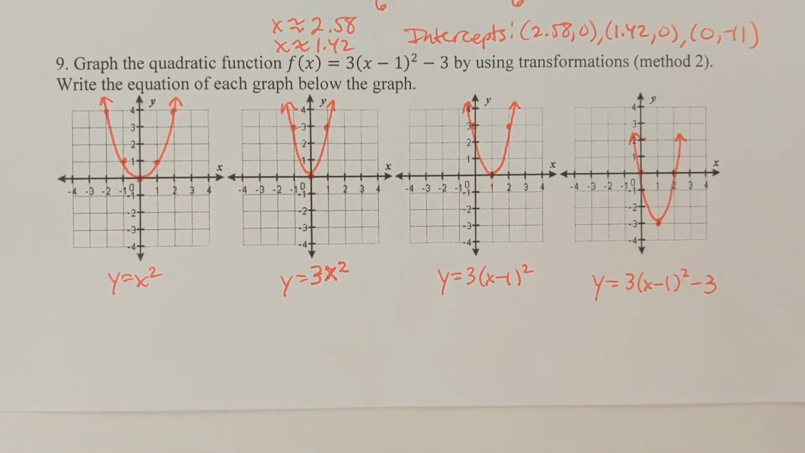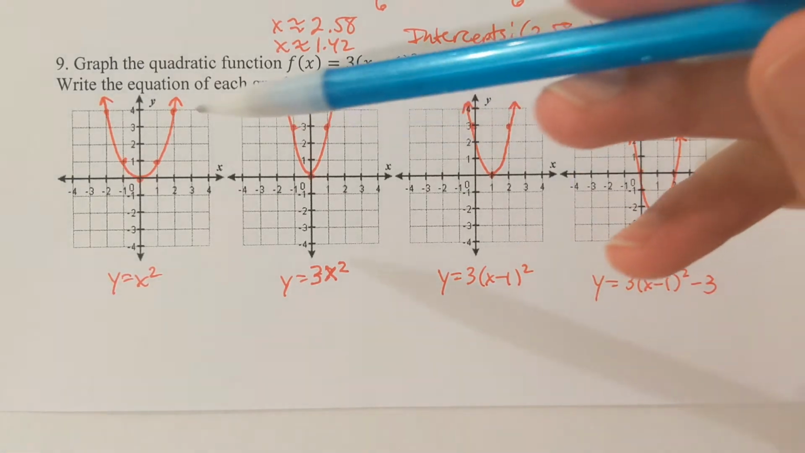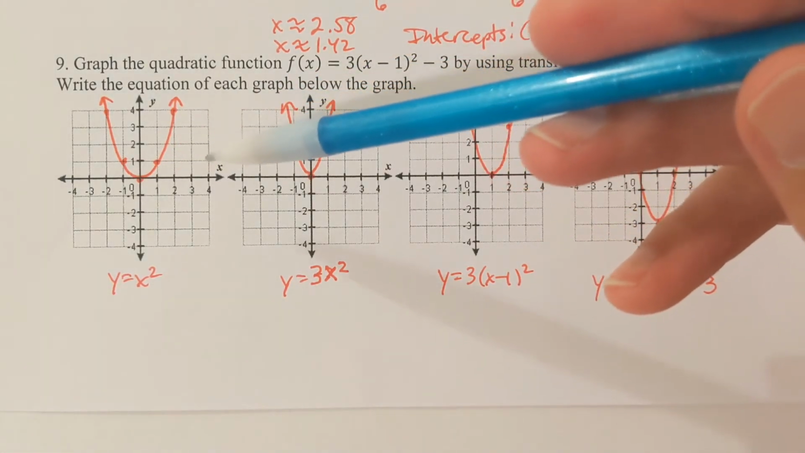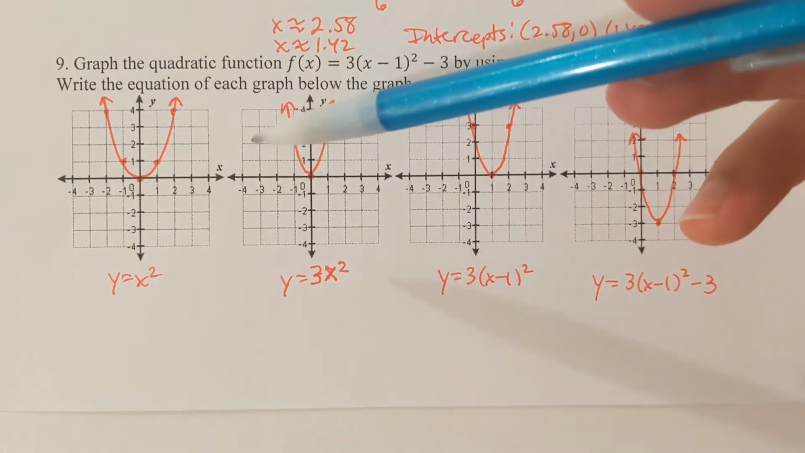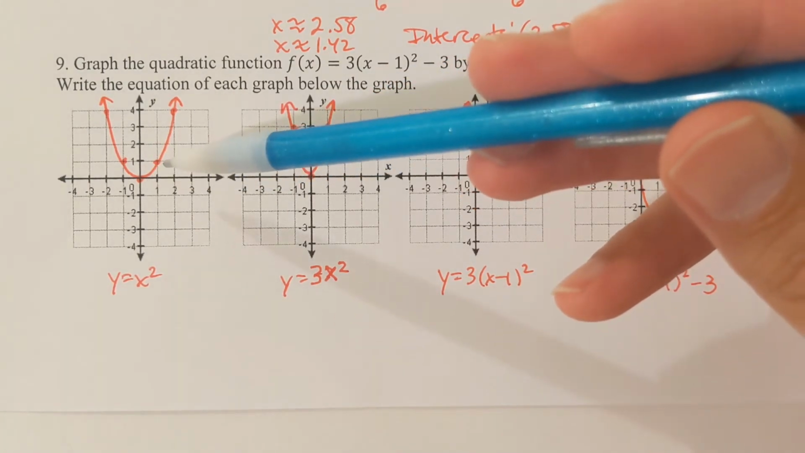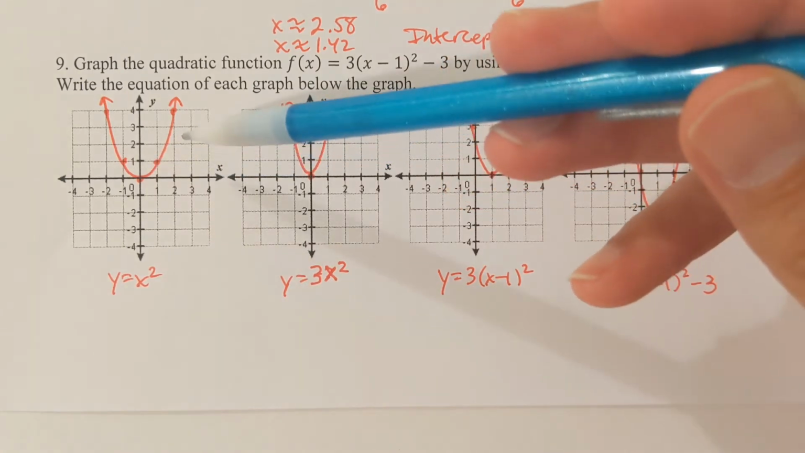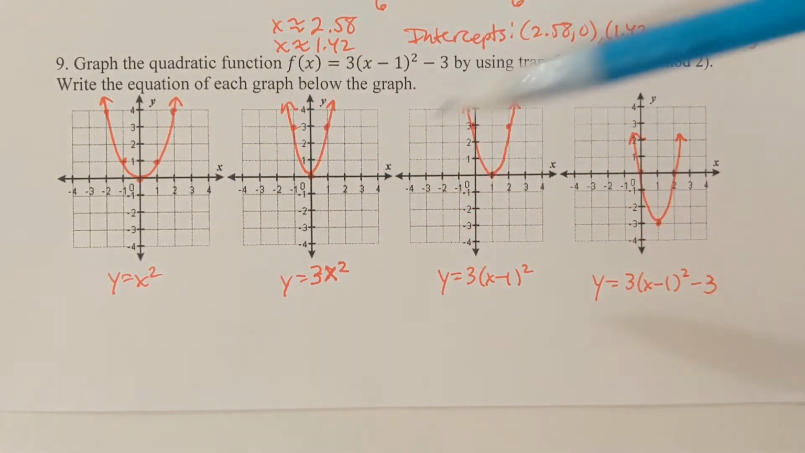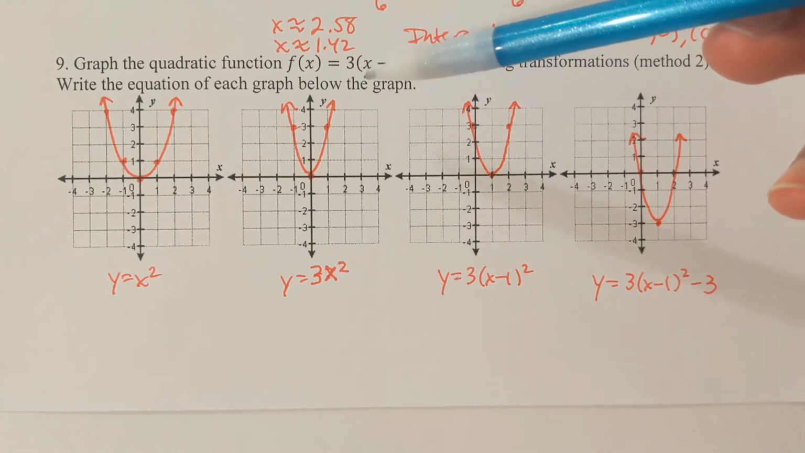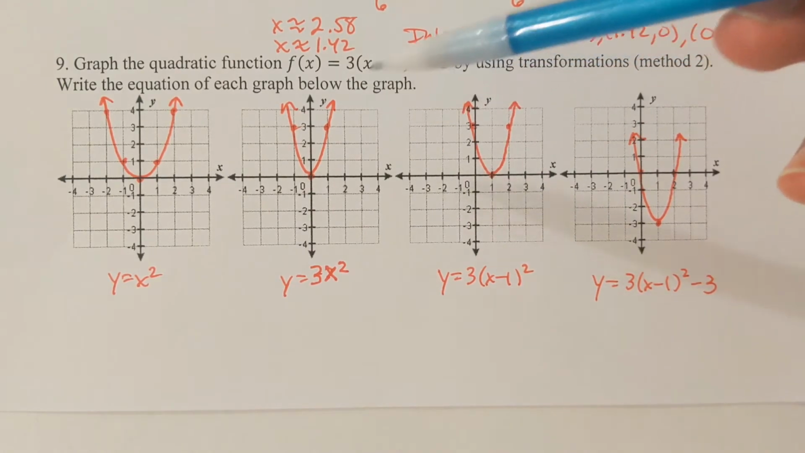Problem 9, graph the quadratic function f of x equals 3 times x minus 1 squared minus 3 using transformations. That's method 2. Write the equation of each graph below the graph. Okay, so the first graph, we're always starting off with y equals x squared. I've got 0, 0, 1, 1, negative 1, 1, 2, 4, negative 2, 4 on the graph. Y equals 3x squared. You always take care of the constant, the a value first.